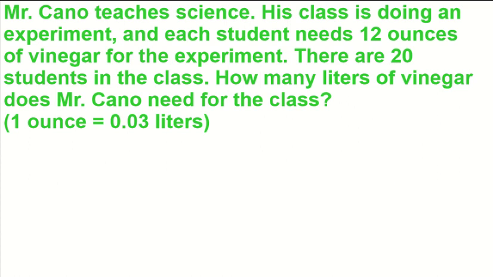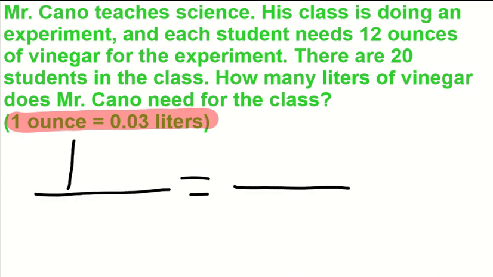7.2 is correct. All right, so it gives us a scale. When it gives us a scale, we make that scale half our proportion. So we got 1 ounce, 0.03 liters. How many ounces does Mr. Kano need? 240.